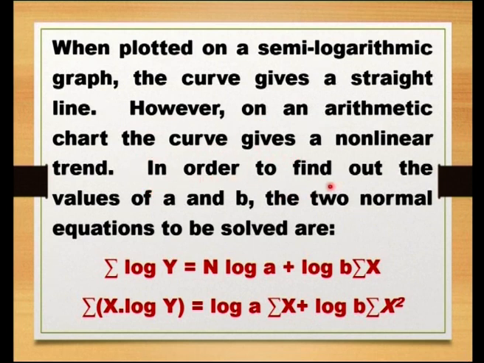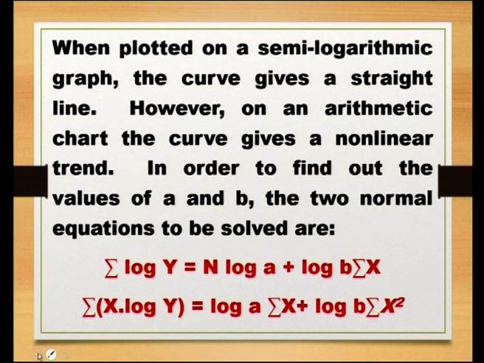In order to find out the values of a and b, two normal equations are to be solved. After taking logarithms, you just take the summation of the equation as it is, then multiply that logarithmic equation with x and then take summation. Then we will get two normal equations. The two normal equations are solved for a and b and then substituted in y is equal to a into b power x.